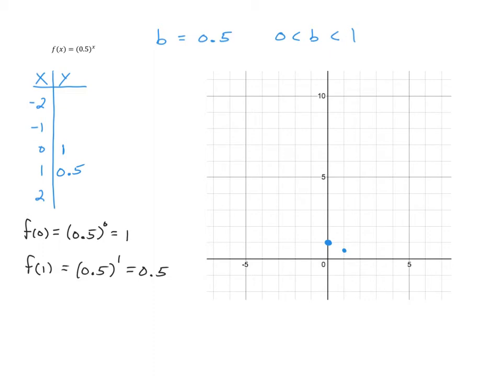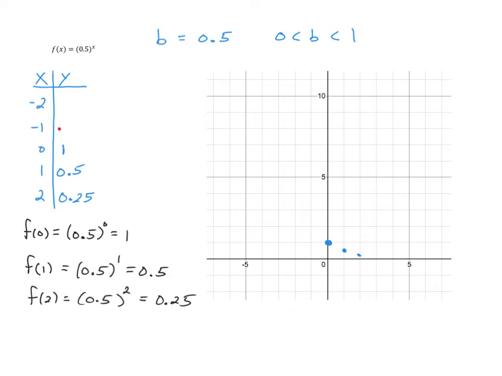And if we check f of 2, okay, so that's 0.5 squared. That's 0.5 times 0.5. That's 0.25, which is the same thing as a fourth. So that's right about here. So it looks like the graph is moving downward, and that'll continue as we go in this direction. So again, we get another asymptote here. Y equals 0 is going to be an asymptote for this function. We'll plot that in a little bit.